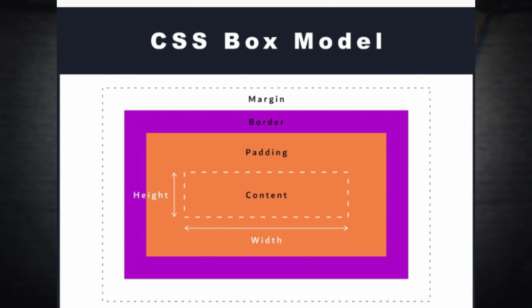Two, what is the padding area? The padding area is the space between the content and the border of an element. Three, the border area. The border area is the mark at the end of an element that is the outer fencing of the element. Four, margin area. The margin area is the area outside of the border of an element.